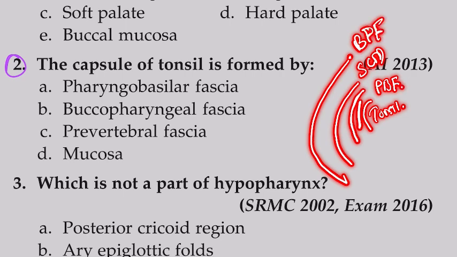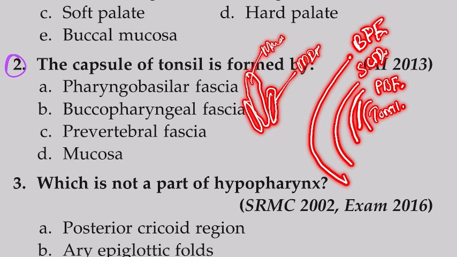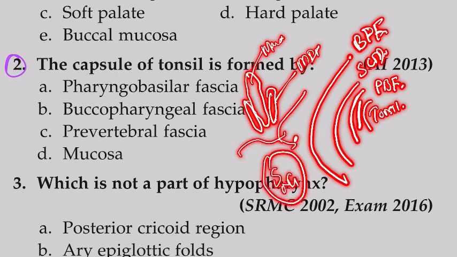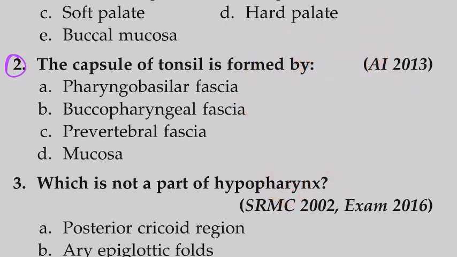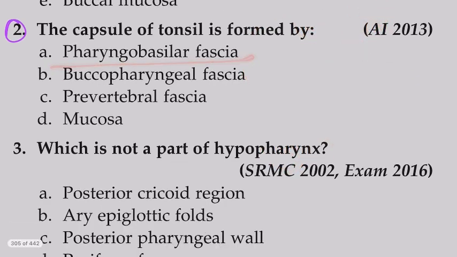The pharyngobasilar fascia, just outside, is forming the capsule, and outside of the superior constrictor muscle there is buccopharyngeal fascia, right? Similarly, we have other structures also, like the medial pterygoid muscle, and in between we have the mandible, right? Similarly, there is the glossopharyngeal nerve, the submandibular gland, and the tonsillar arteries also. So these are the structures. Here the capsule of tonsil is formed by pharyngobasilar fascia, which is not part of hypopharynx.